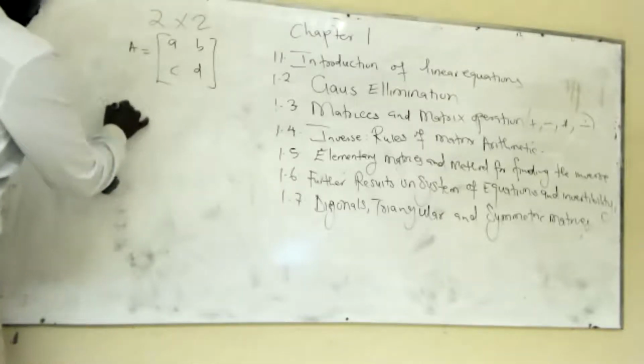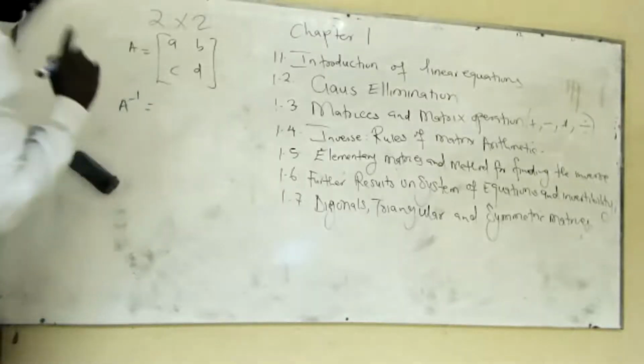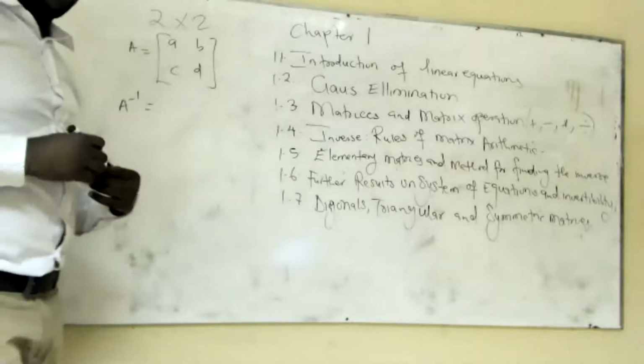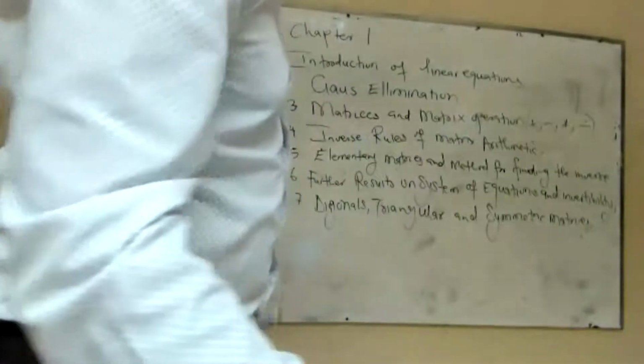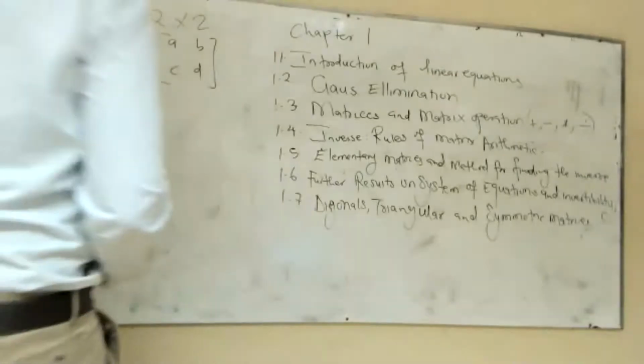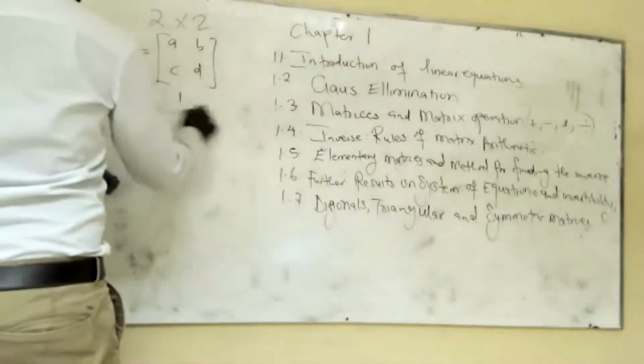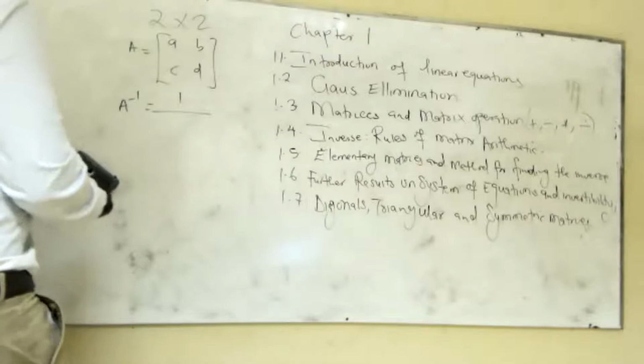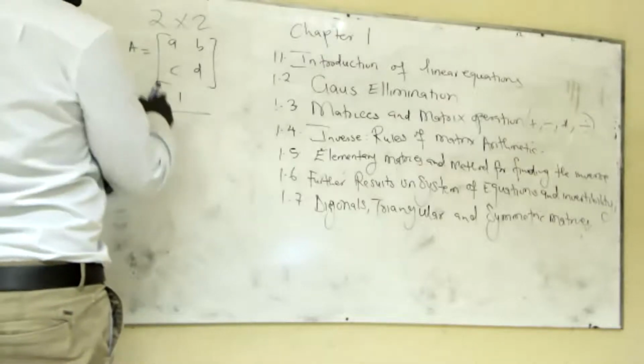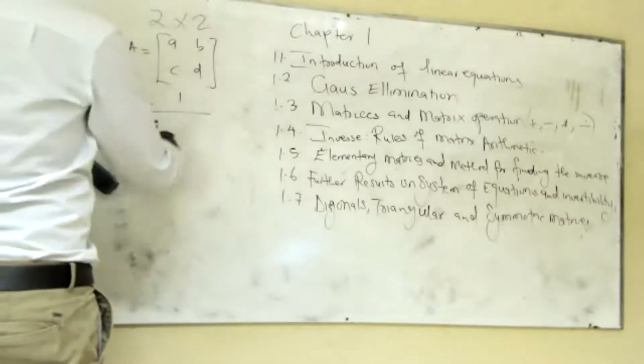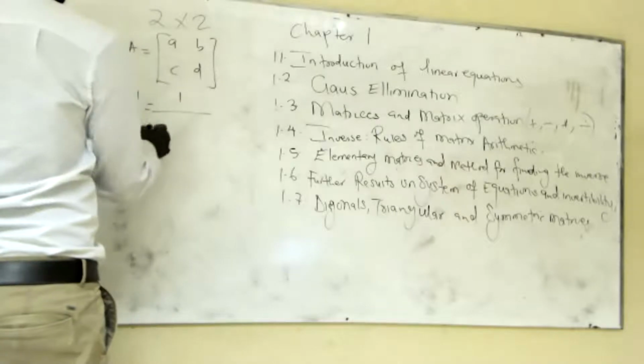If you want to find the inverse of this, you don't use that method. It's going to be very long for you, even though it works, but you don't use it for 2 by 2. What you do with the 2 by 2 matrix is use this formula, which I want to write. It's 1 divided by the multiplication of the diagonals.